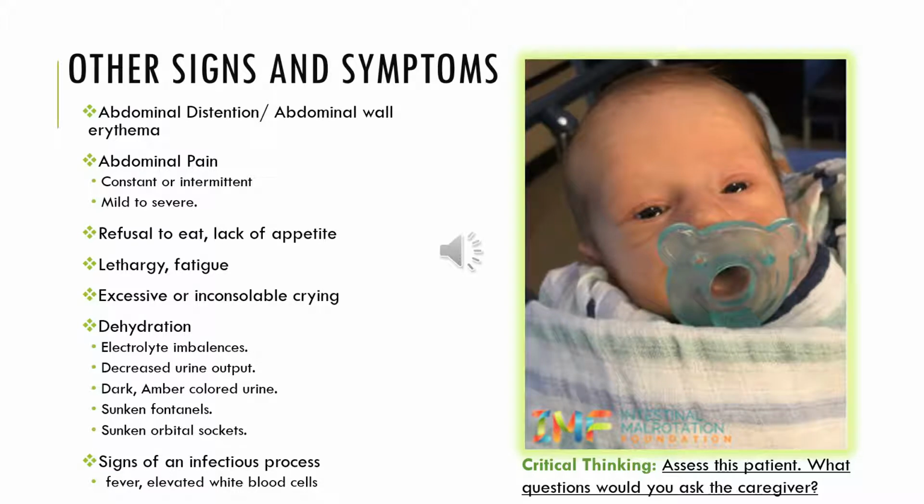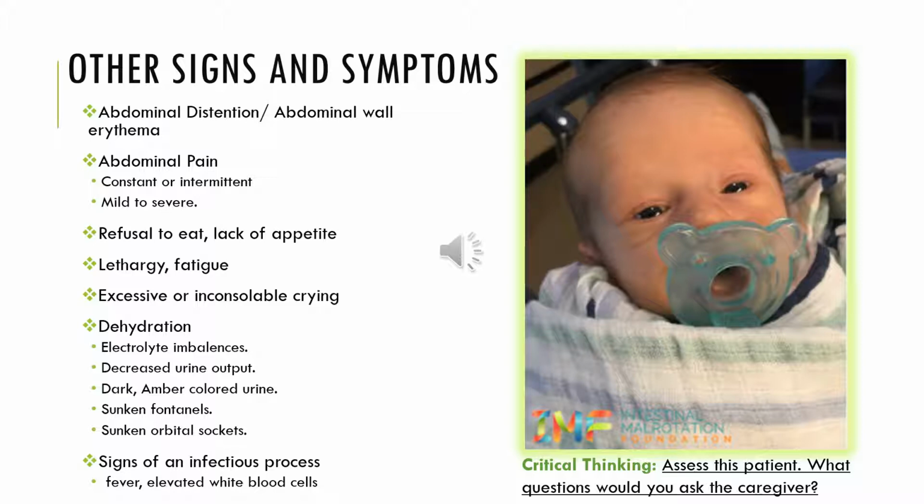Other signs and symptoms that a volvulus has occurred include abdominal distension, abdominal wall erythema, and abdominal pain that can be consistent or intermittent, mild to severe, and can often be hard to distinguish in babies and young children. The child may also be refusing to eat or have a lack of appetite. They may be lethargic or fatigued. They may excessively cry or be inconsolable.